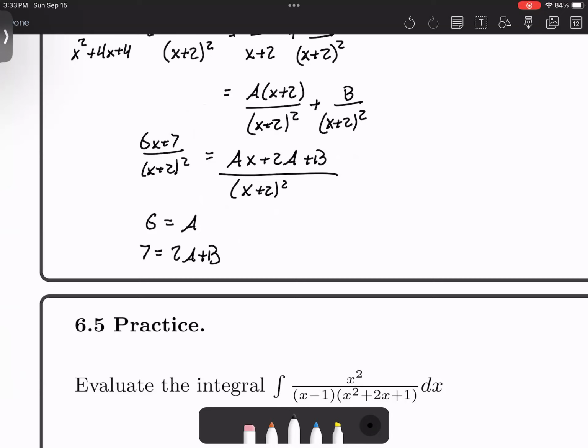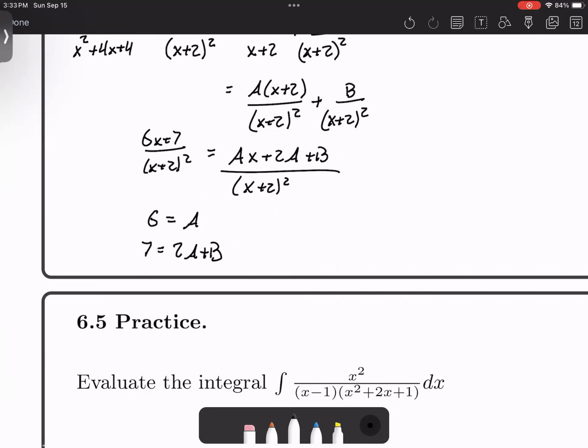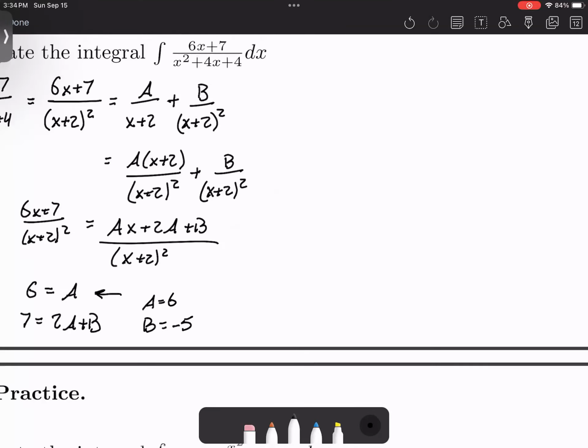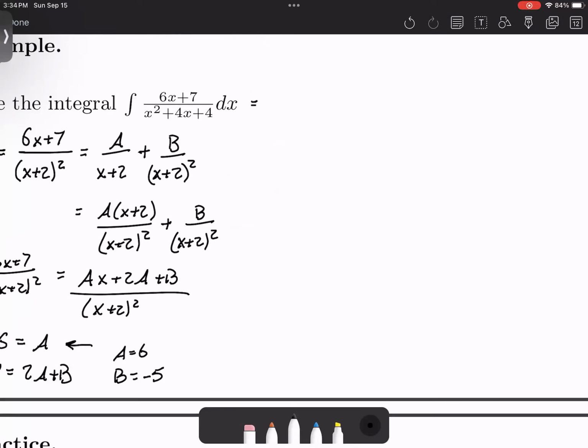So solving this very easy system of linear equations tells you that A is 6. You already knew that because that was your first equation. And your B has to be minus 5. So this integral up here can be rewritten as the integral of A over (x + 2) plus B, which would be minus 5, over (x + 2) squared.